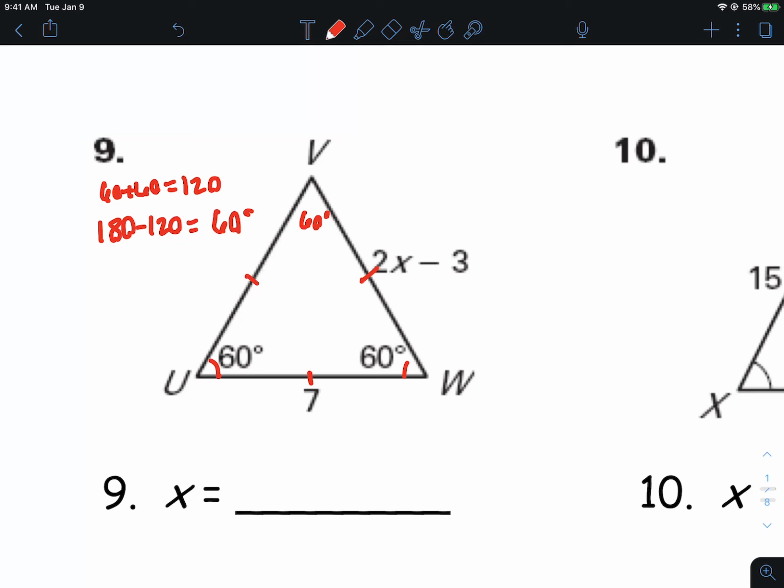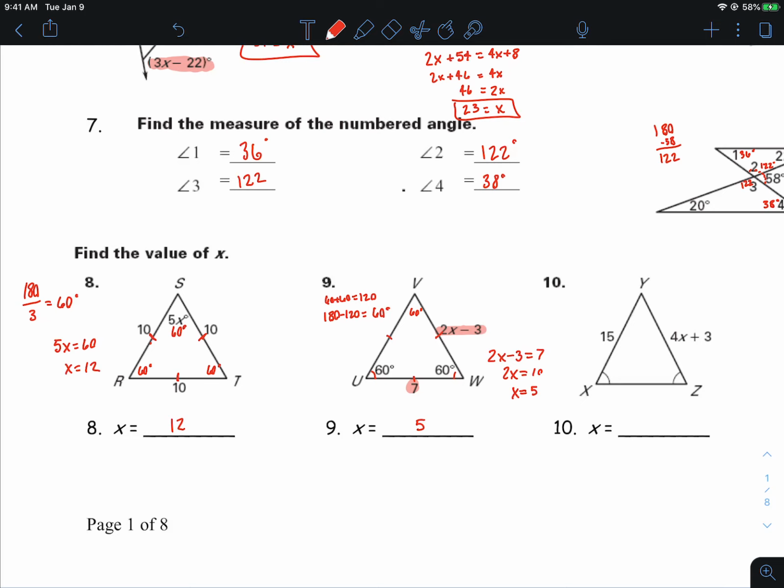And if it's equiangular, it's also equilateral. And if it's equilateral, then I can take this 2x minus 3 side and set it equal to 7. And that's going to be your approach on that one. A little bit advanced on that one. But then after you divide, x is 5.